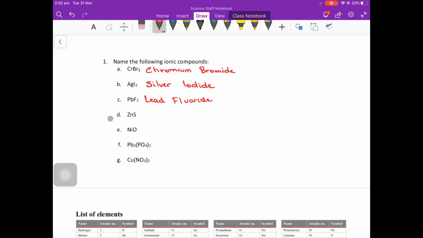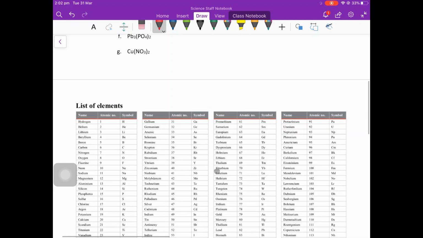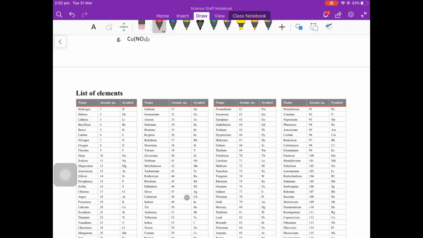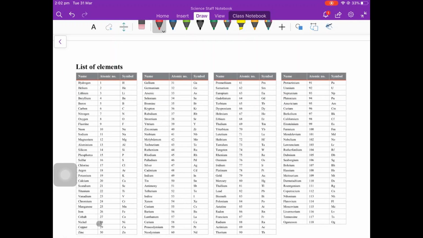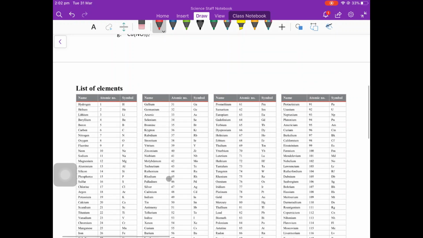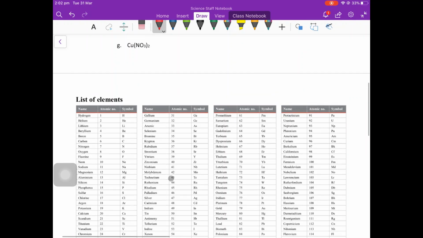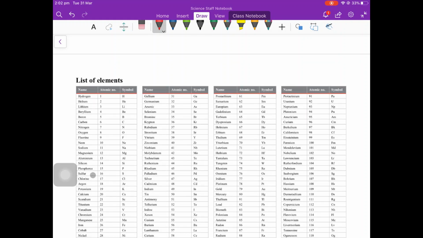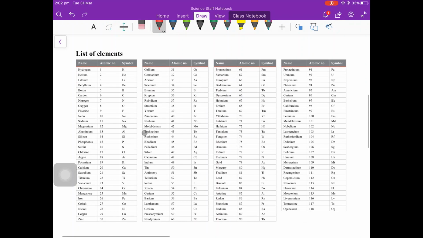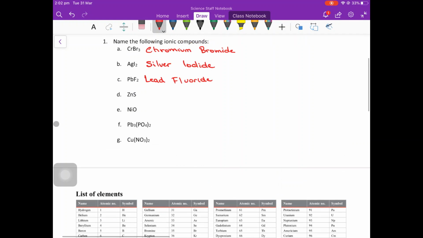Let's have a look at the next one. Zn. Zn is zinc, and the other one was S. S is right here, sulfur, element number 16. So that's going to be zinc sulfide.